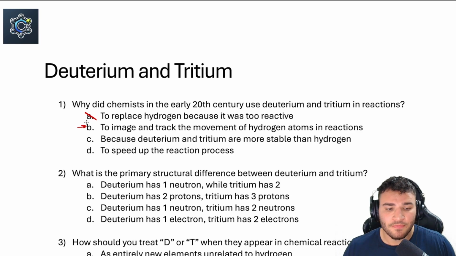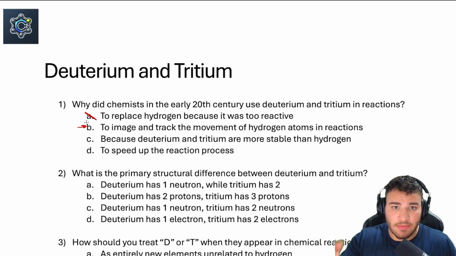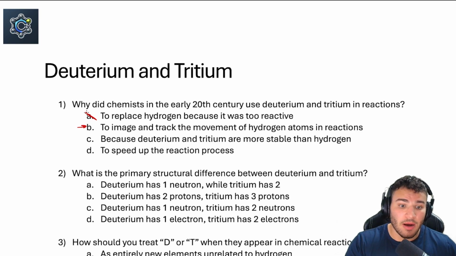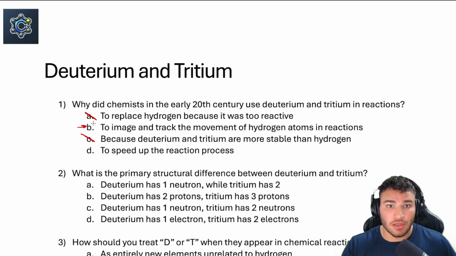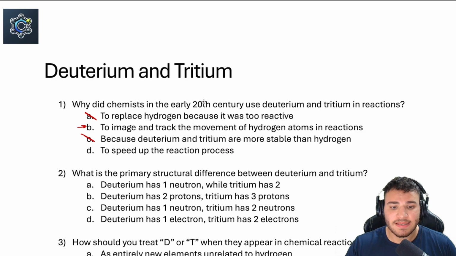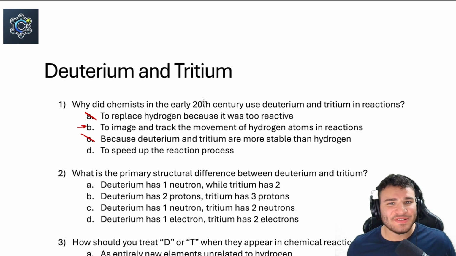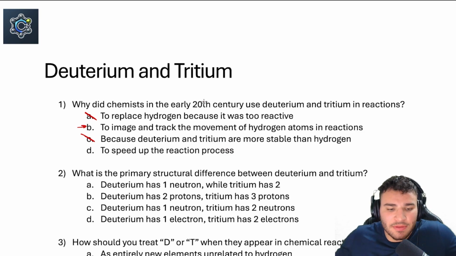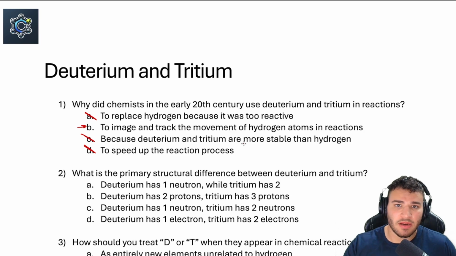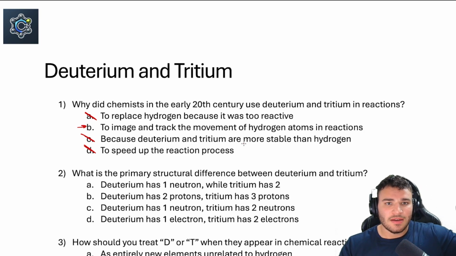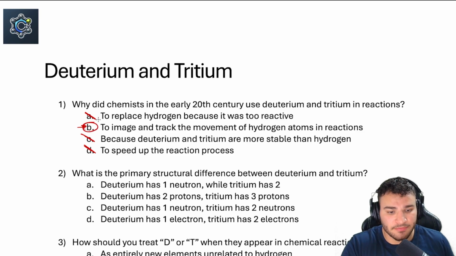You might remember this as decay. In general, all radioisotopes, not just deuterium and tritium, are known to be less stable than their regular atom. And D says to speed up the reaction process. If the reaction is the same, how would it speed it up? That's completely not true. Deuterium and tritium and other radioisotopes have no relation to the energy of activation. And so our answer is going to be B.